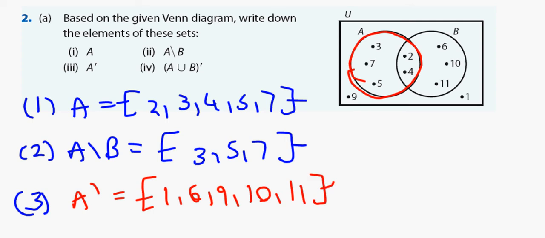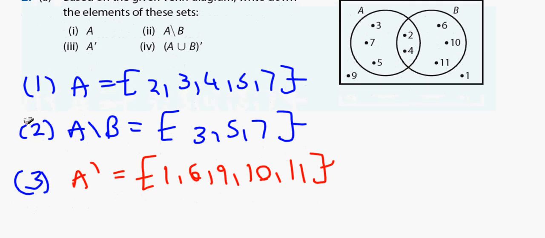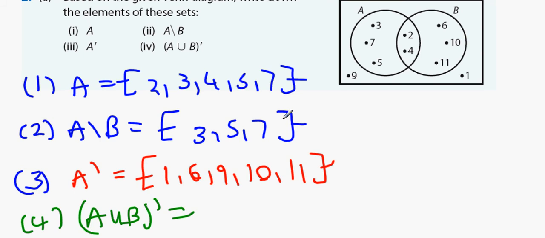Next part after that is A union B complement. Everything that's not in A union B. So A union B in brackets complement. So write a bracket around A union B, and it's everything outside this. So it's going to be 1 and 9.